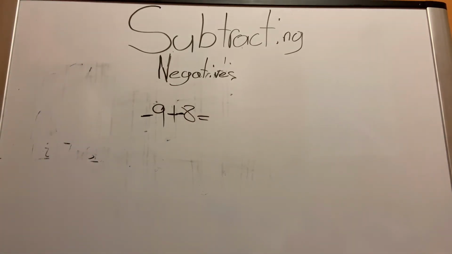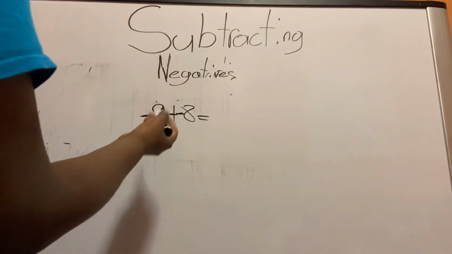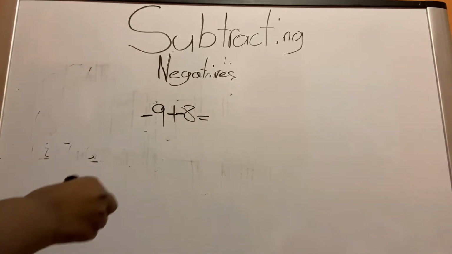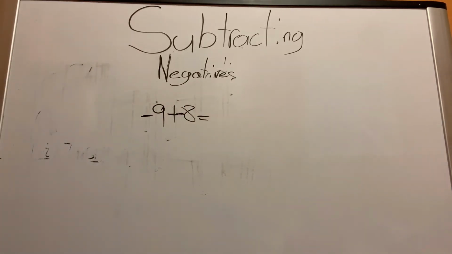But for some people who might have extreme problems learning it, you could do it like this. Keep the first number, which is a negative 9. Change the sign, which was originally addition, so now it's subtraction. And change the last number to its inverse, which means opposite, counterpart, however you want to say it. Which would be negative 8.